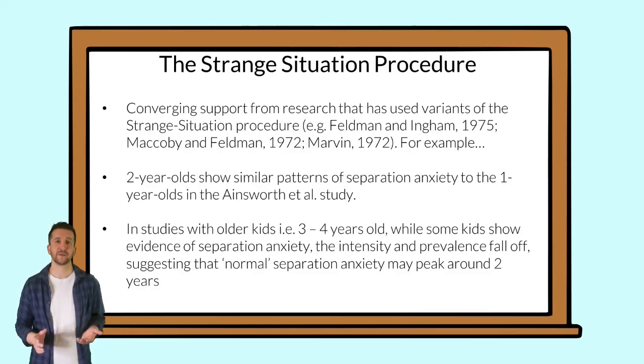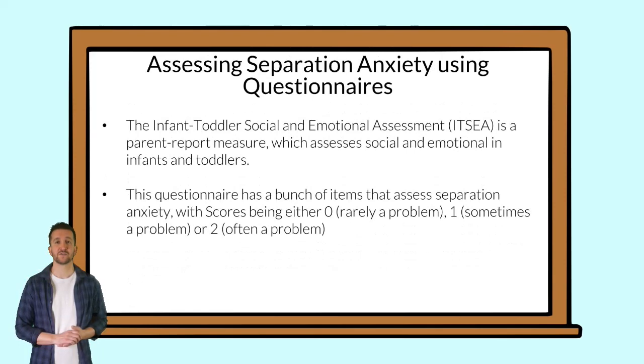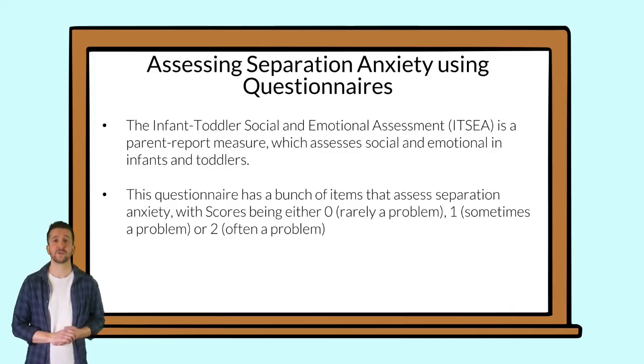A different way to come at the issue is through questionnaire-based studies. For example, the Infant-Toddler Social and Emotional Assessment is a parent report measure, which, as you can probably guess, assesses social and emotional functioning in infants and toddlers. Of relevance, this questionnaire has a bunch of items that assess separation anxiety. For example, being clingy, shy around new people, getting upset when left with a stranger, and so on. Scores for each domain can either be 0, rarely a problem, 1, sometimes a problem, or 2, often a problem.